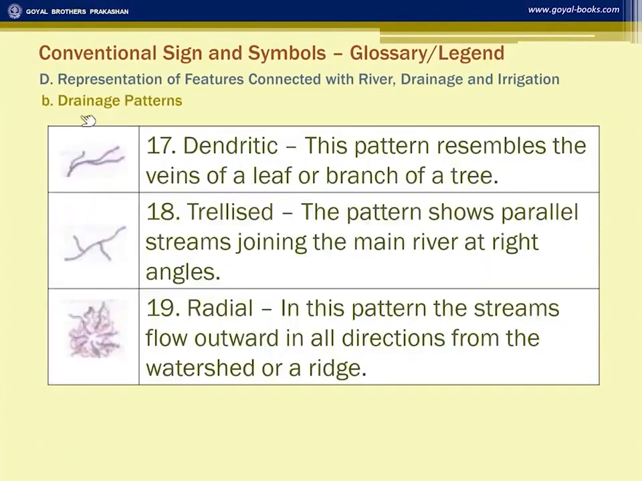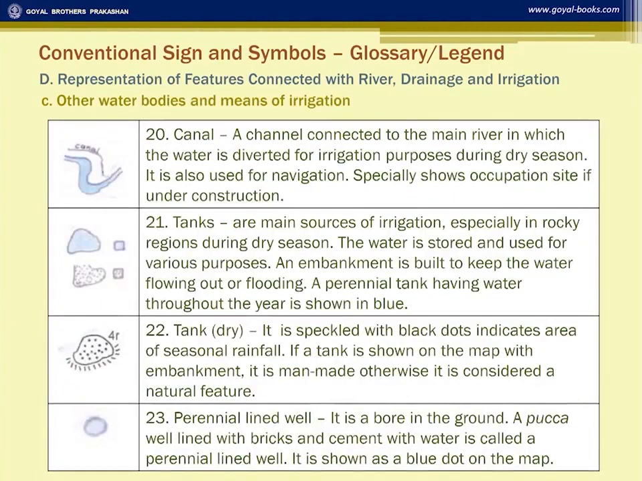You have the drainage patterns. What do the drainage patterns mean? You will see that the tributaries meet the main river in different patterns. When it meets the main river in the form of a branch of a tree, it is called dendritic. Then you have these trellis which meets at the right angle, and radial, which is a circular pattern. Then canals, tanks, dry tank, perennial lined well, all these features are shown with various symbols as you can see here.